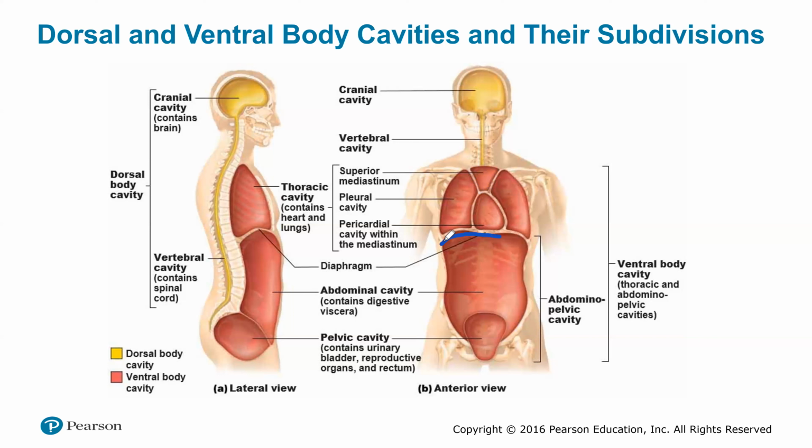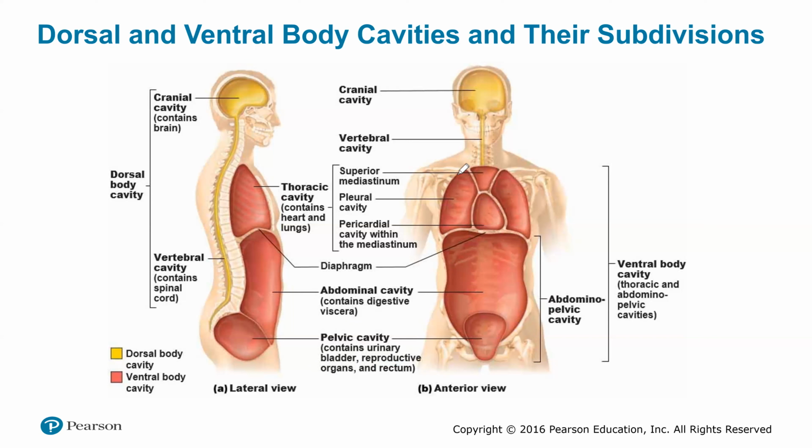Abdominopelvic cavity is divided into the abdominal cavity that contains digestive organs or digestive viscera, and the pelvic cavity that contains the urinary bladder, reproductive organs, and rectum. Rectum is the last part of the large intestine.